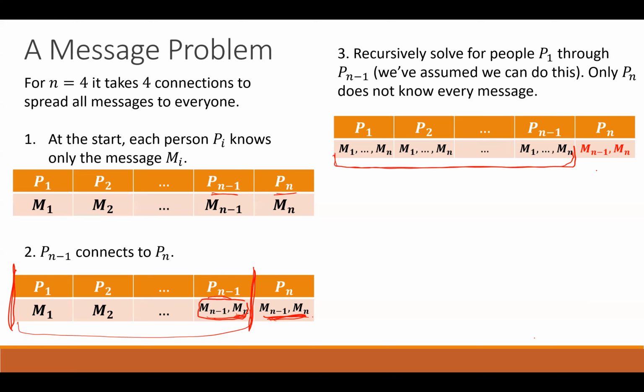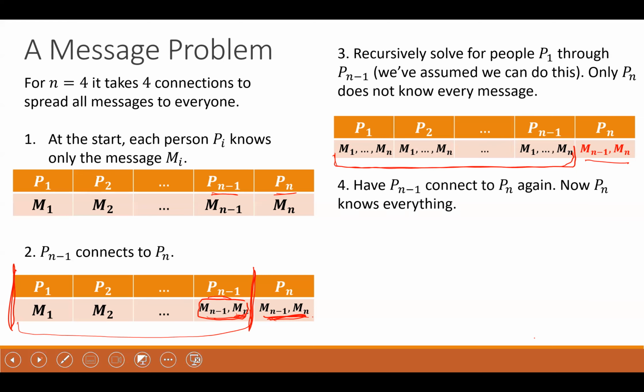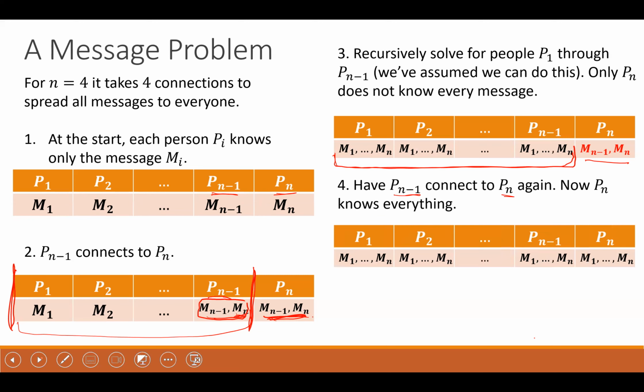Okay, at this point, I'm almost done. I just have Pn who does not know all the messages. So I can simply have Pn minus 1 and Pn connect again. And now Pn knows everything. And everyone knows everything, and I'm done. And the algorithm was pretty simple. I had 1, 2, 3 steps.